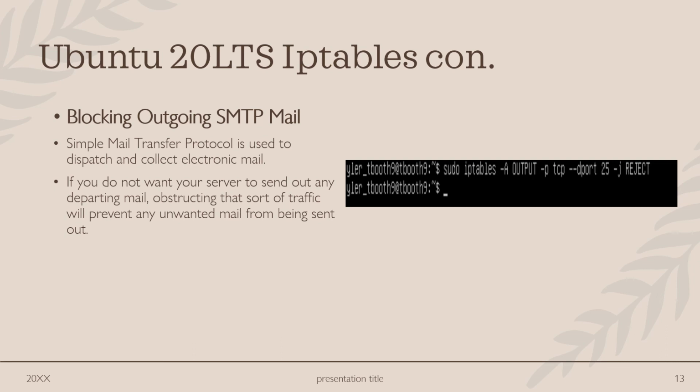Okay, so for our last hardening recommendation for our Ubuntu iptables, I definitely recommend blocking outgoing SMTP mail. Simple Mail Transfer Protocol is used to dispatch and collect electronic mail. So if you don't want your server to send out any departing mail, obstructing that sort of traffic will prevent any unwanted mail from being sent out. Just in case you have some personal information in your mail and you don't want hackers to possibly have access to it, it's really best to have this feature blocked. So definitely have this implemented on your machine.